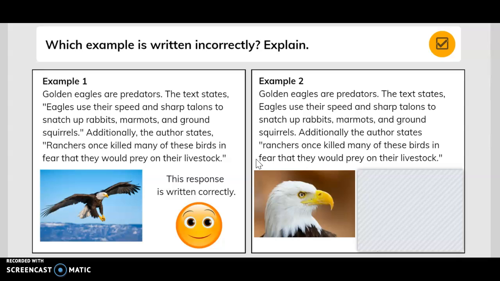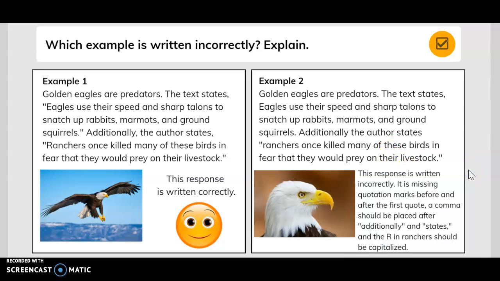Now let's look at example 2. Golden eagles are predators. The text states, eagles use their speed and sharp talons to snatch up rabbits, marmots, and ground squirrels. Additionally, the author states ranchers once killed many of these birds in fear that they would prey on their livestock. This response is written incorrectly. It is missing quotation marks before and after the first quote. A comma should be placed after additionally and states, and the R in ranchers should be capitalized.